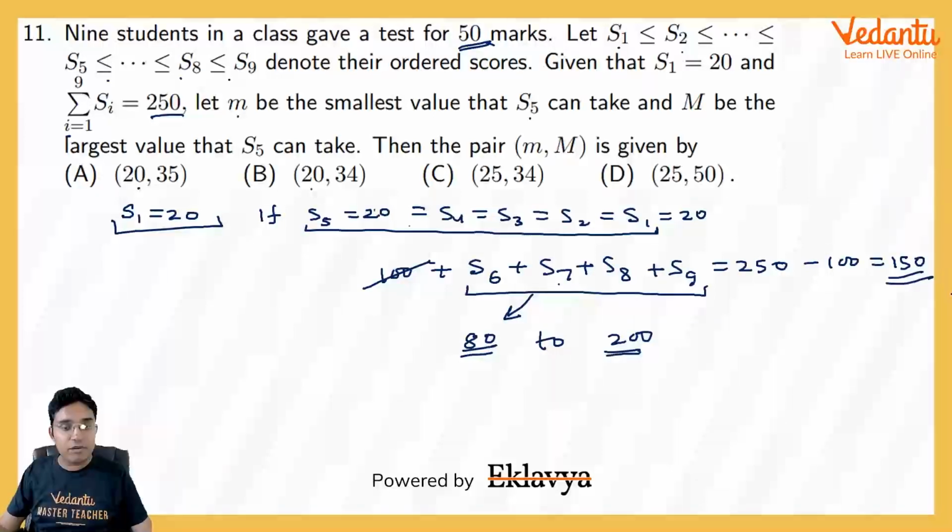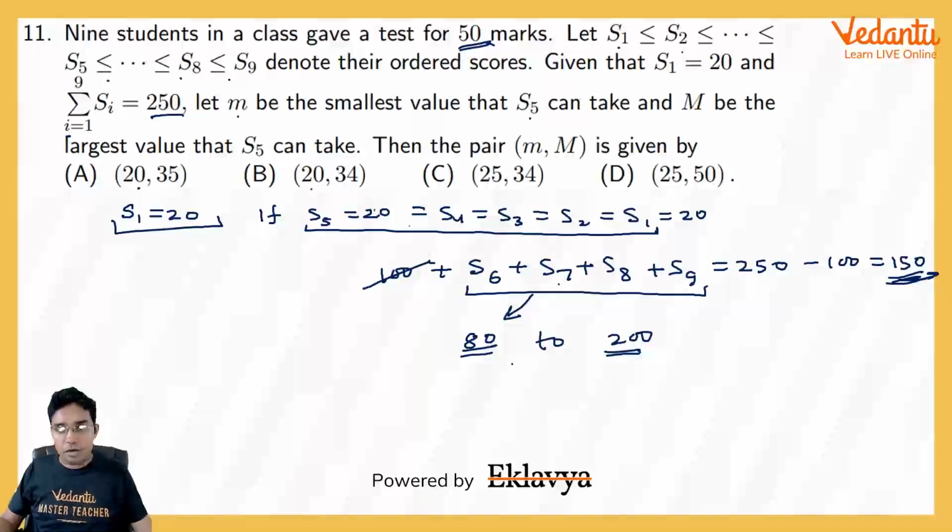In fact, 150 will be possible in many ways. You can take S6 as 20, but S7, S8, S9 as higher values. You can take even S6 to be higher values, S7 even higher, S8 even higher, and S9 even higher. Still you can get 150. You can make many such examples on your own. So what I'm saying is that getting S5 equal to 20 is a possibility, and that is the minimum value which we can have. Now to get maximum, how can we get?